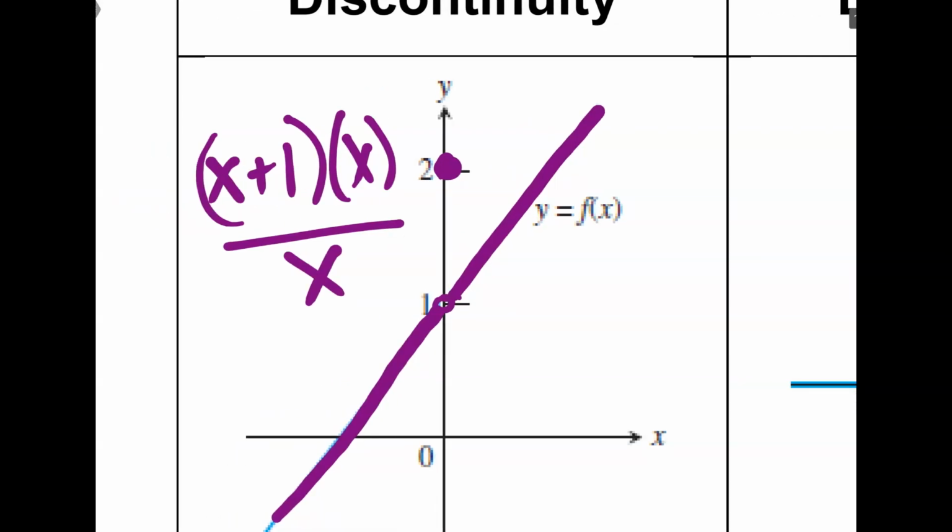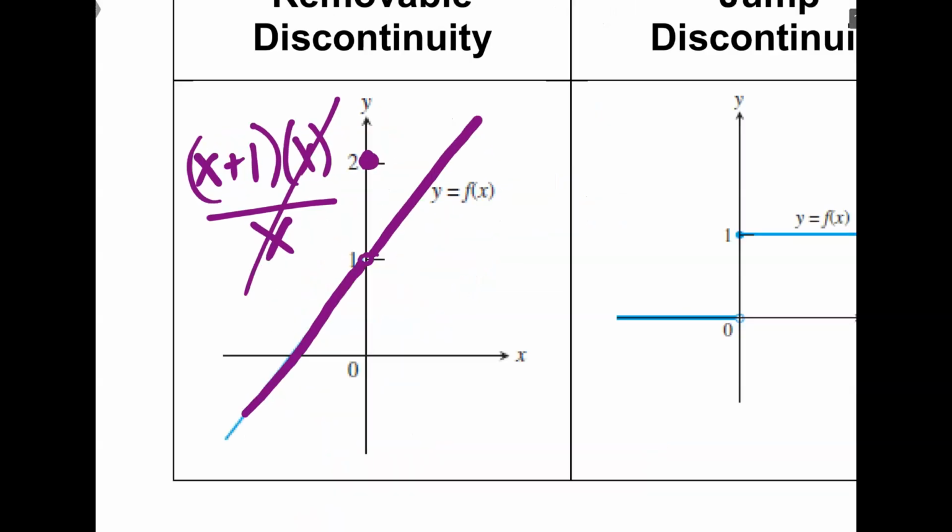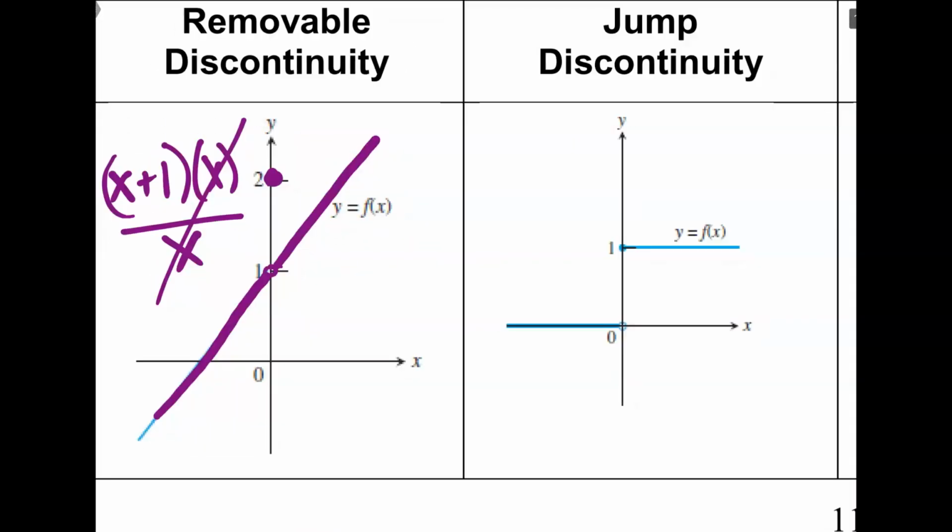Because guess what? The removable discontinuity is when x equals 0, right? If there's a factor you can cross off in top and bottom, it's removable. It's how you have the hole. We also could have a jump discontinuity. So it's like you were moving your pencil and then you literally had to pick it up and jump up and keep going. It's like a gap. It's like a stair.